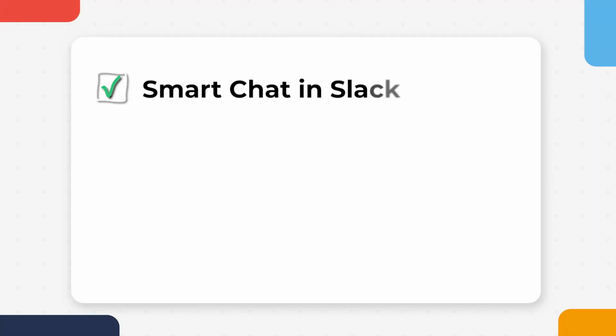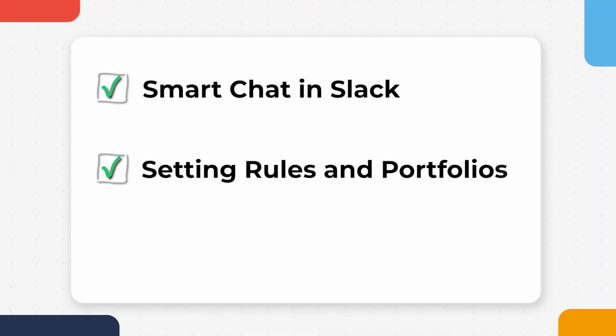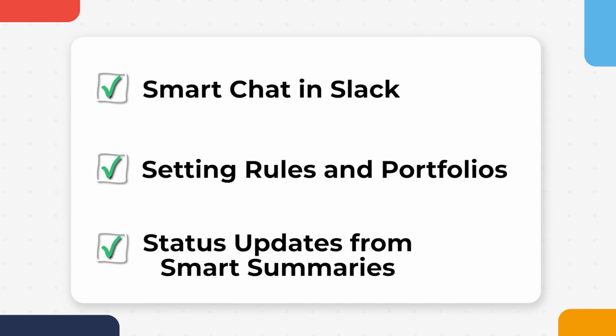And I'll be sharing everything with you in an upcoming series and show you all the ways that AI studio can transform your workflows. So make sure you stay tuned for that. But for now, let's catch up on some of the other exciting updates from these past 2 months. We'll be taking a look at smart chat in Slack, setting rules and portfolios, creating status updates from your smart summaries, as well as other updates.